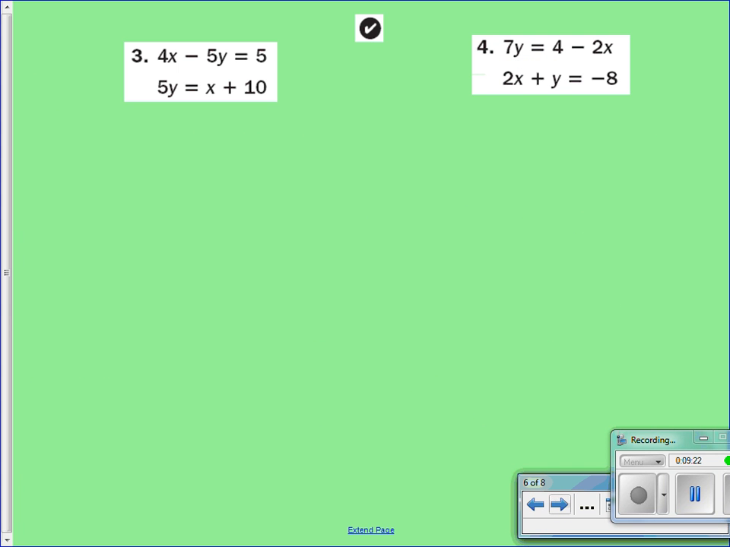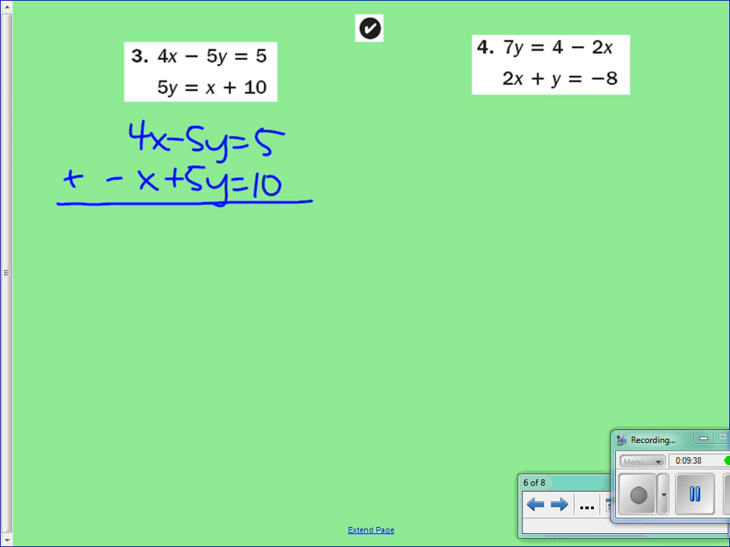Okay, so again, we need this to have the x and the y's on the same side. So 4x minus 5y equals 5. Let's subtract x on both sides to get that all lined up. And since I have -5y and +5y, I'm going to add these.